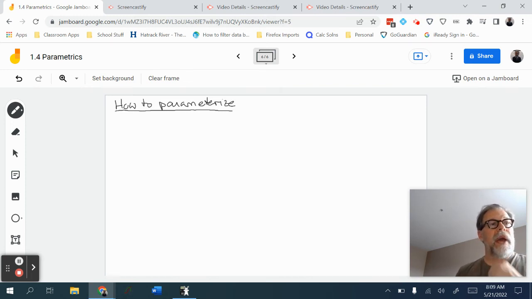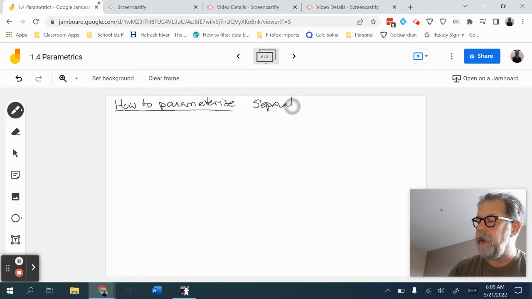All right, welcome back. Let's talk about how to parameterize. And the basic idea is we have to separate what is happening to the x and to the y. So let's take a look at a quick example.